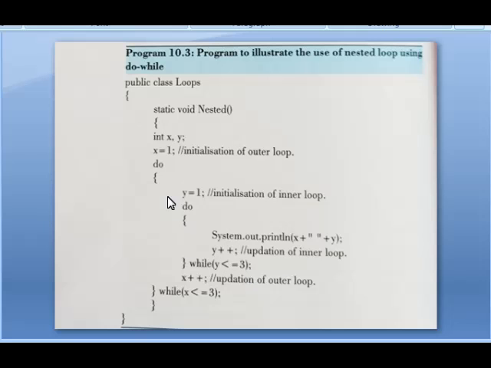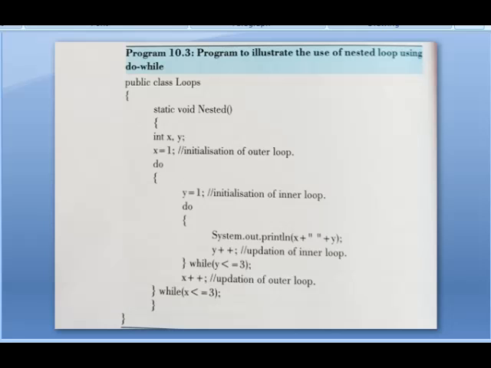In do while loop, we will execute the statement once before checking the condition. In for loop and while loop, we check the condition and then do the process. But in the case of do while loop, first we print the value one time. After that only we are checking the condition. Okay, so this is the example of a program by using do while loop.